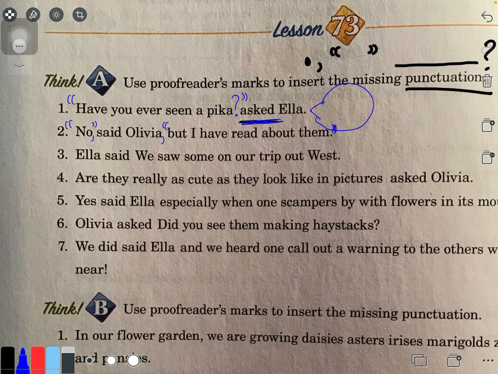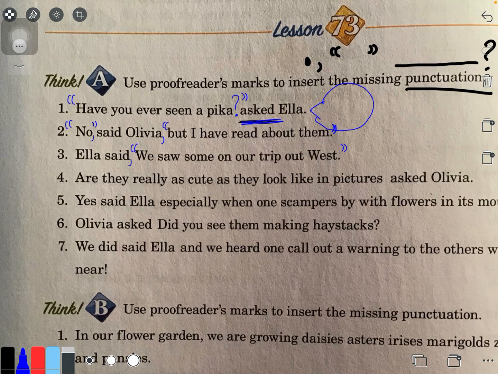Ella said, ooh, another dialogue tag. They like using said, don't they? Don't they know that said is dead? All right. Ella said, comma, and here's what she's saying in her speech bubble, which means we have to put quotation marks. We saw some on our trip out west. Okay, so this is what she's saying in her speech bubble. Again, just try to envision what they're saying in their comic book speech bubble.